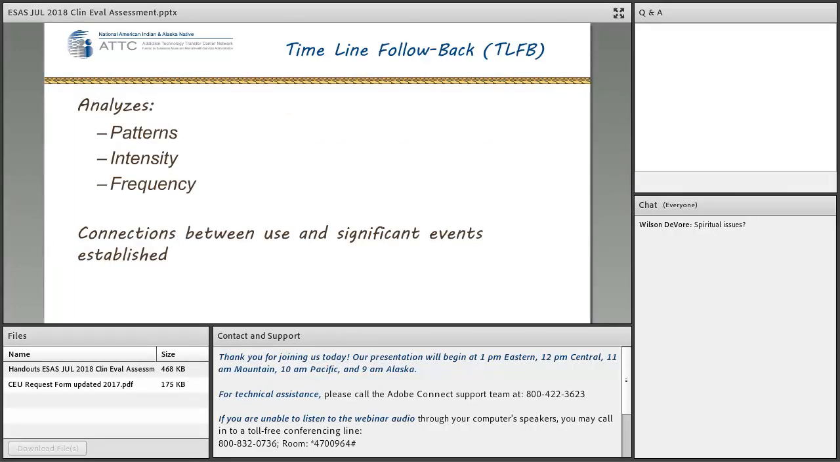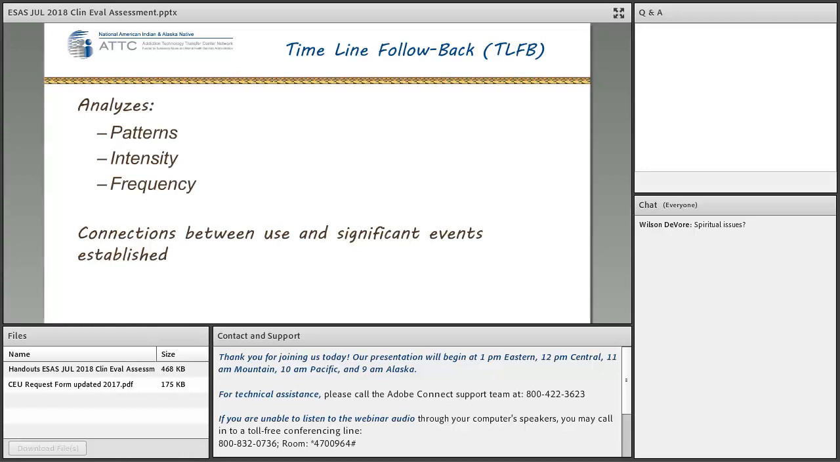Okay, so looking at what is called the timeline follow back. You need to be able to analyze and put forth the patterns, the intensity of use, the frequency. Is it only happening on weekends? Is it once a month? Or is it only on holidays? A lot of times there might be a connection between the use and significant events that have been established.